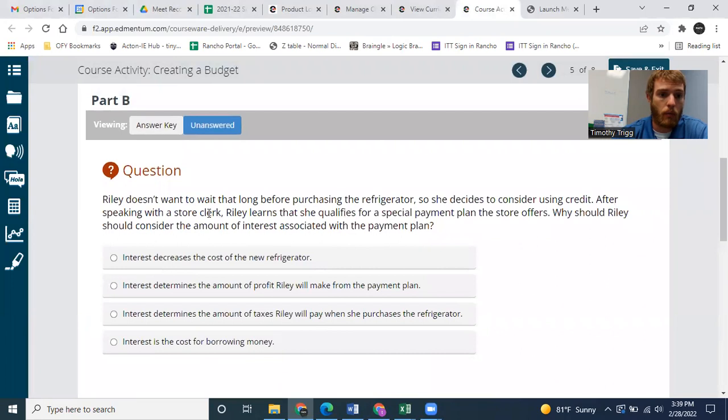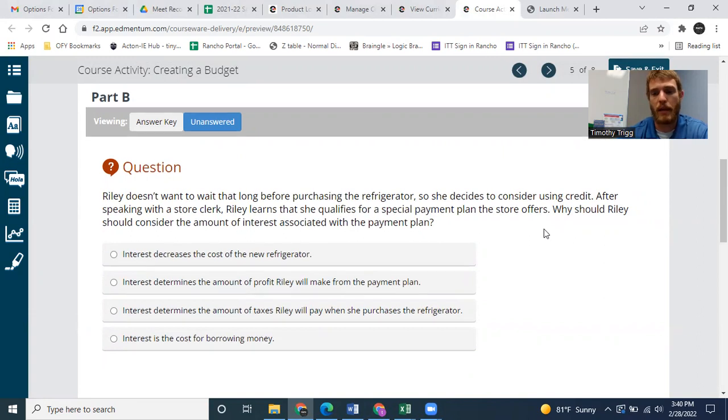Next one. Riley doesn't want to wait that long before purchasing the refrigerator, so she decides to consider using credit. After speaking with a store clerk, Riley learns that she qualifies for a special payment plan the store offers. Why should Riley consider the amount of interest associated with the payment plan?